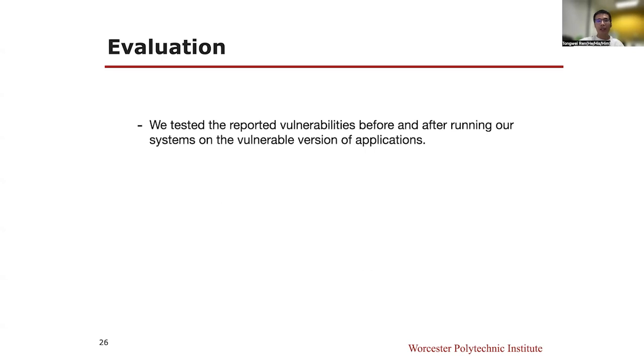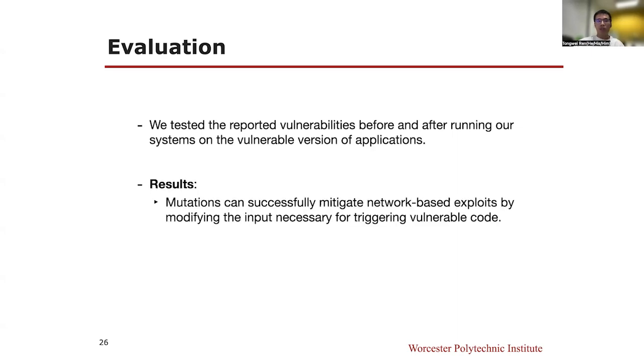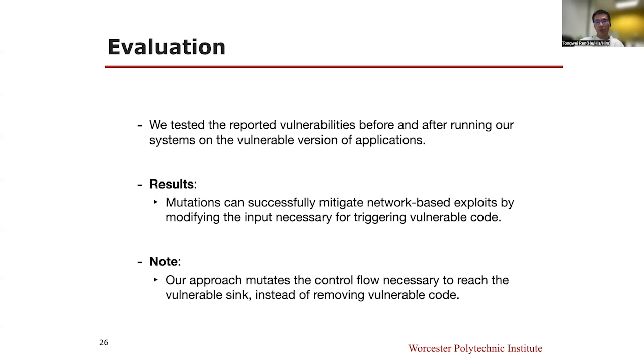We tested the reported vulnerabilities before and after running our system on the vulnerable version of applications. The results show that our approach can successfully mitigate all exploits we showed in the previous slides by modifying the input necessary for triggering vulnerable code. And to be clear, our approach mutates the control flow necessary to reach the vulnerable sink instead of removing a vulnerable code.